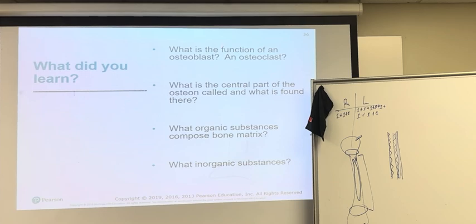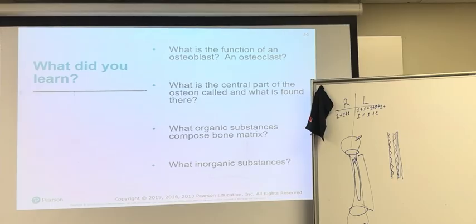What is the function of an osteoblast and osteoclast? Osteoblast function is bone formation, but what do they also do? They secrete osteoid. And what about the osteoclast? It breaks down the bone, or bone resorption.